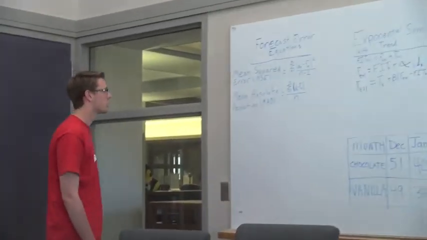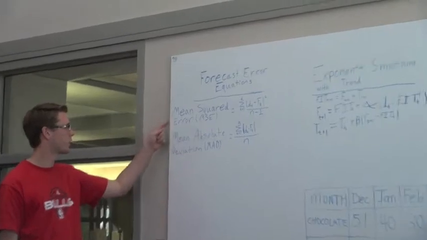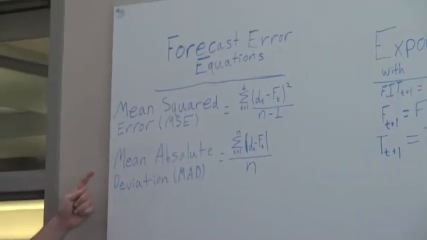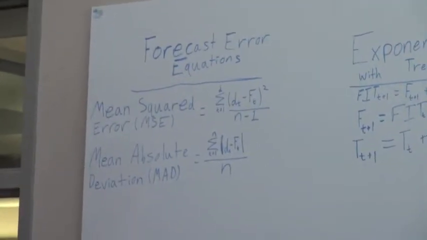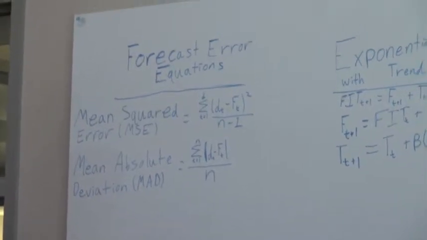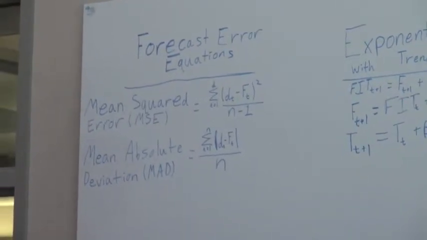Once we get the results, how will we compare them? In order to compare our results, we will calculate the mean squared error and the mean absolute deviation for each of our forecasts, and then we'll choose whichever forecast has the lower of the two.